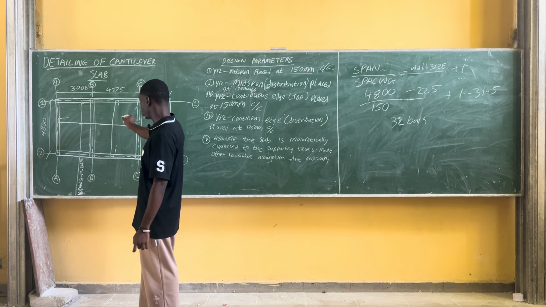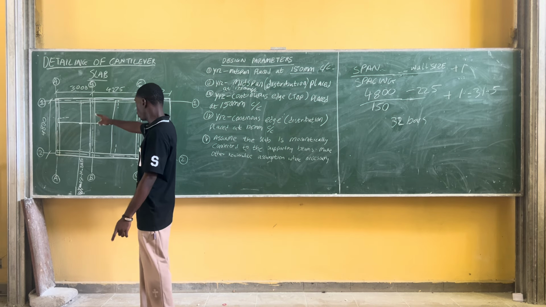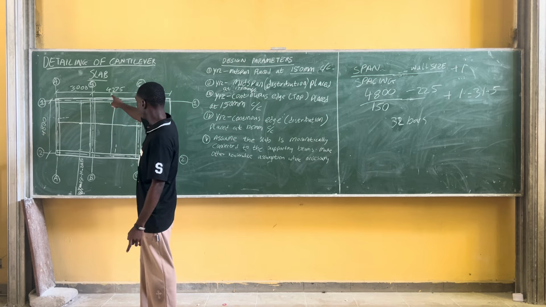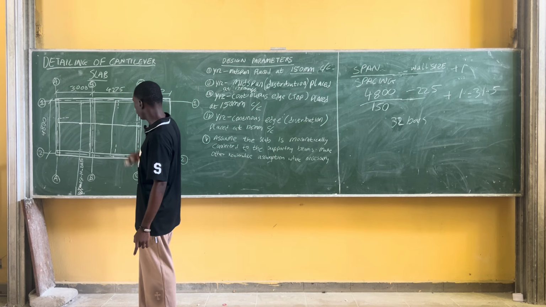Yes, I'm going for one. Distribution bar is spanning from the longest span. This is the longest span here. So we are going to, that is parallel to the longest span. So we are going to do it from this span to here. What will be our distribution bar?